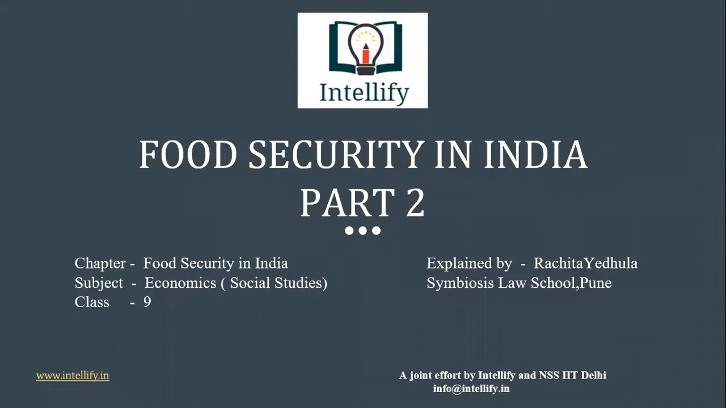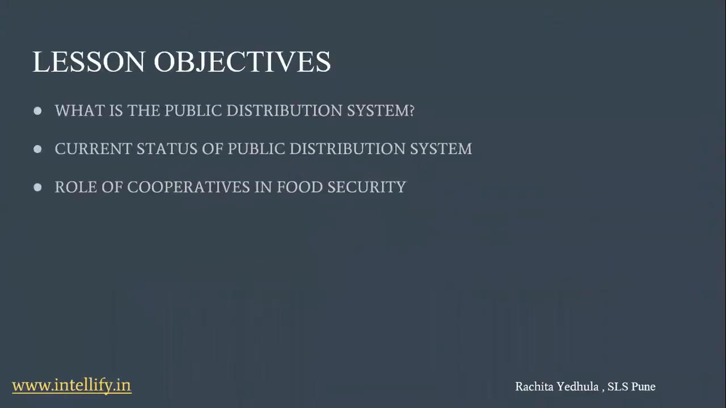In the last lecture we had discussed what is food security, who are insecure and why do we need it, etc. And if you recall, we had learned that the government had come up with two prominent systems for food security, that is buffer stock and public distribution system. We already had learned what is buffer stock. Today, let's see what exactly is this public distribution system and what is the current status of public distribution system and role of cooperatives in food security.